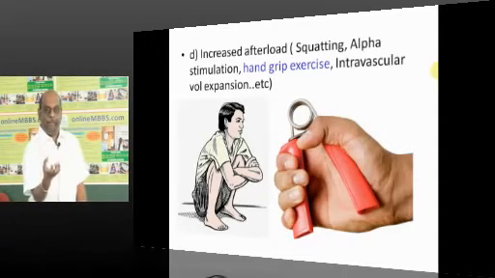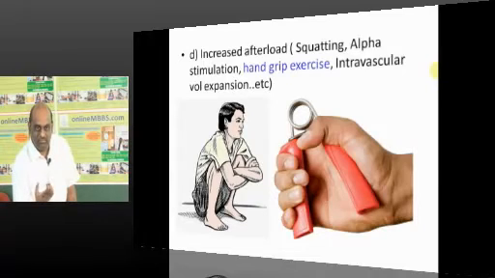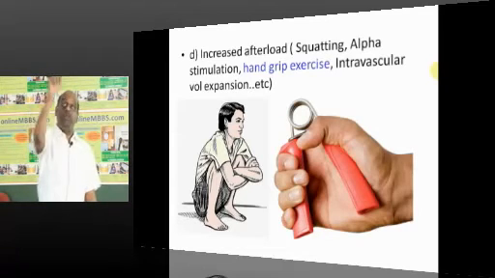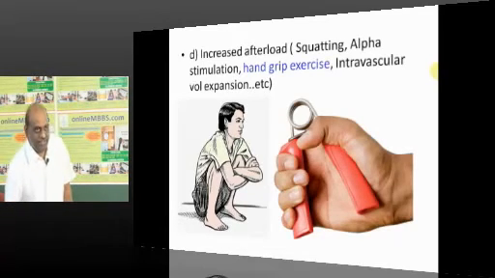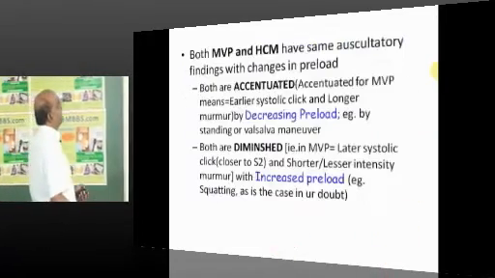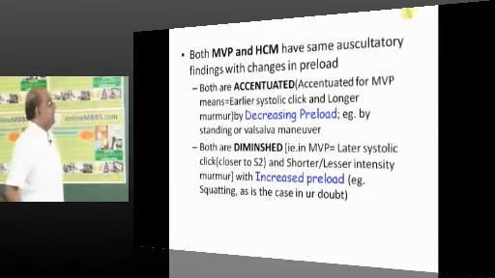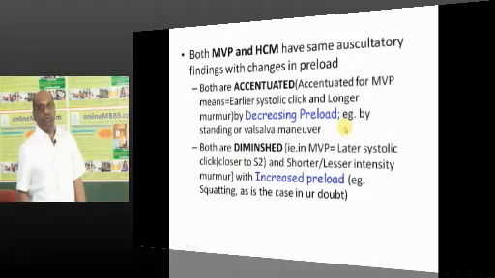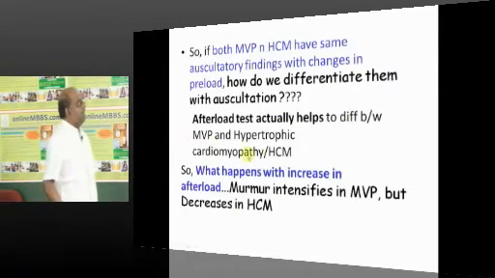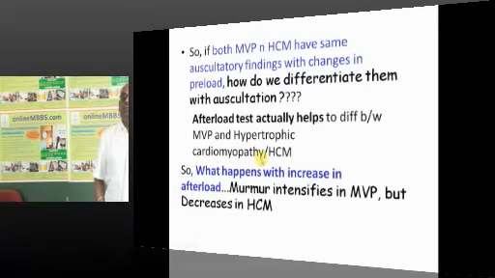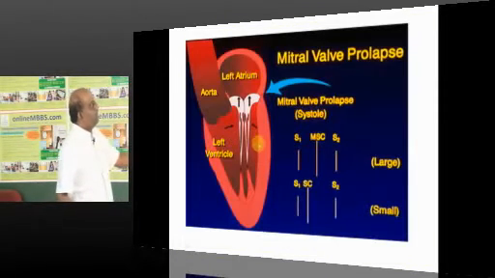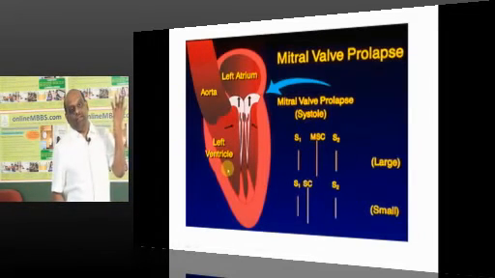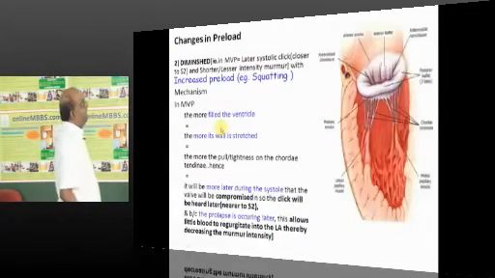Then give a hand grip exercise to Savita Devi who has MVP. Then what will happen? Hand grip exercise will increase afterload. Even increased afterload will worsen the MVP. You agree with that? That's how you have to differentiate. Both MVP and HOCM become accentuated with a decreased preload. Then you do the afterload, which will differentiate the two. If you increase the afterload, MVP will worsen, but HOCM will improve. That's how you fundamentally differentiate.